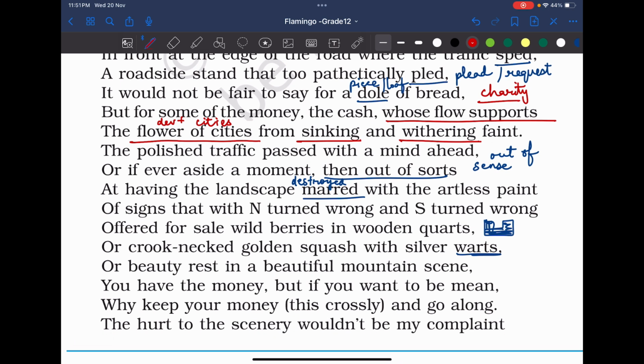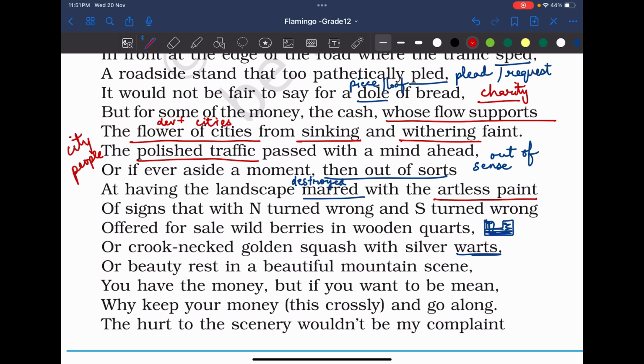The polished traffic passed with the mind ahead. So polished traffic is the city people, like the polished and the rich class, right? They are just moving on. They are not taking a pause. They're just moving on. And he says, or if ever aside a moment, then out of sorts at having the landscape marred with the artless paint. So if they are stopping in the very first place, what are they stopping for? They are stopping to complain that because of their painting, this roadside stand that they have painted, they have destroyed the landscape.